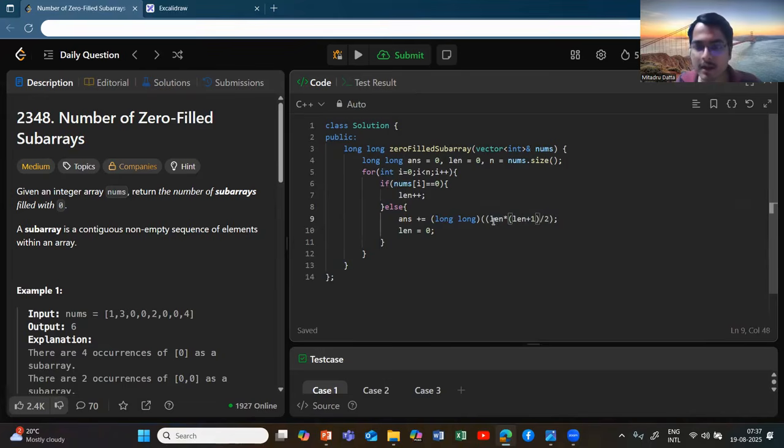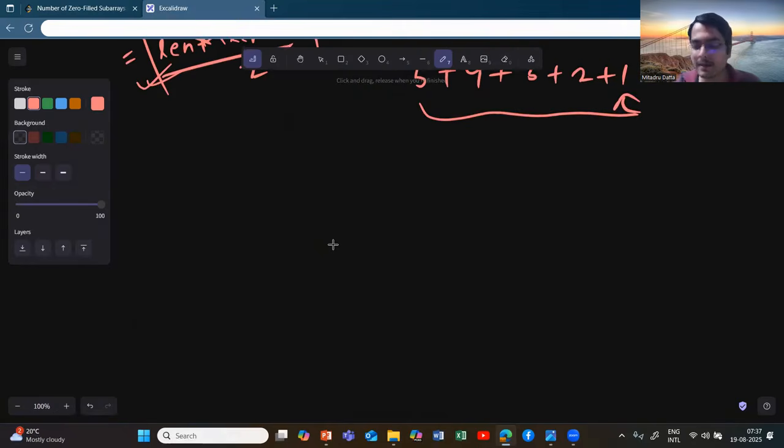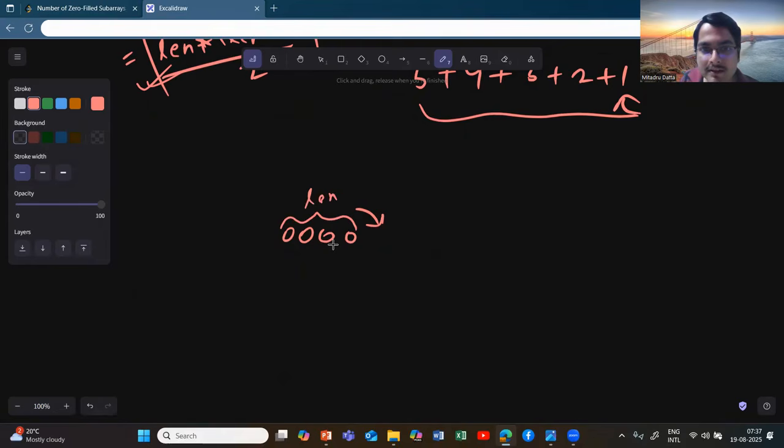This is very simple. And what you do at the end is that you just add one more time. Why am I doing this? Let's say you got a chunk of zeros, and when you get the first non-zero element, you are adding the contribution from the whole of this chunk. If this length is len, then you are adding the sum which is len into len plus 1 by 2. Okay, so I hope you understand this.